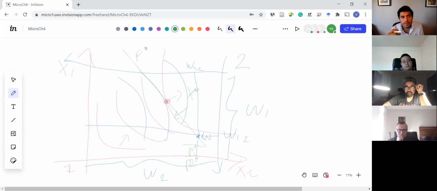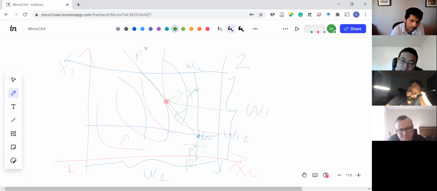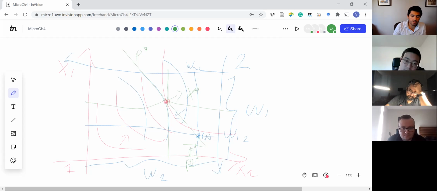So this is a price. It's just a slope, okay? And then the allocation is this point that will tell you how much you consume, right? So this will tell you how much I consume for this individual, and this will tell me how much I consume for this other individual, okay?